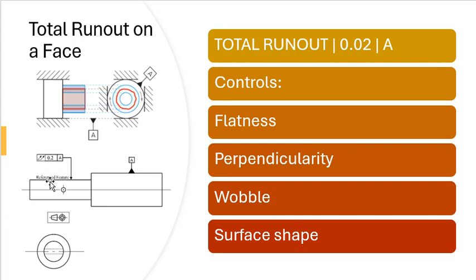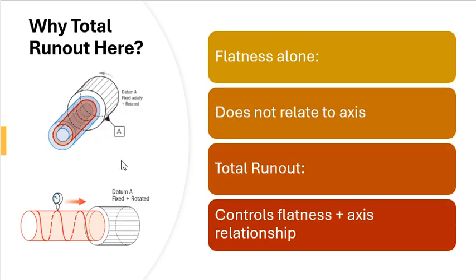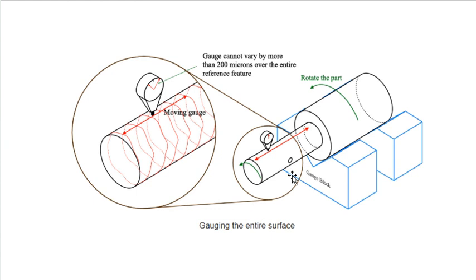We are controlling the entire surface for runout. Your datum axis is here, your reference surface right there. Why total runout is important: I always think functional requirement, mechanical function, rotation. Does the face need to spin? If it is required, then do total runout. Flatness alone does not relate to the axis. Total runout is going to control the flatness and the axis. So the relationship is very important to understand the mechanical motion.